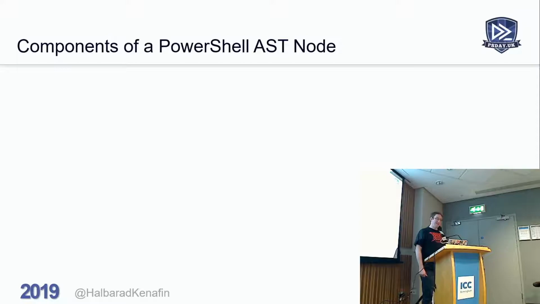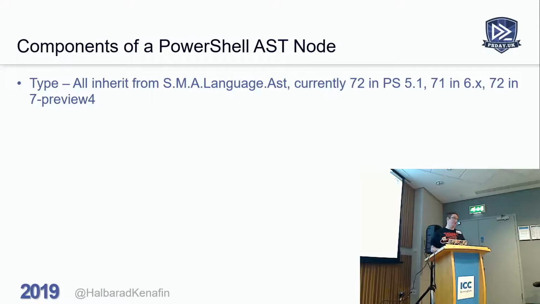So let's have a look at the common components in the PowerShell AST, and in particular individual nodes in that. They all have a type, because obviously it's PowerShell, everything's an object, so you have lots of types. There are 72 in PowerShell 5.1 that all inherit from System.Management.Automation.Language.Ast. 71 in 6.x, we lost one somewhere under the floorboards, and then we got another one back in 7 preview 4. The one that went missing, I haven't really dug into why it went missing, it's just not there anymore. I could dig back in the source code since it's open source, but I just don't care, to be honest. And in 7, we've just gained ternary operators.